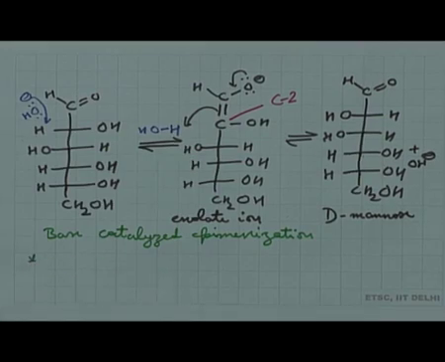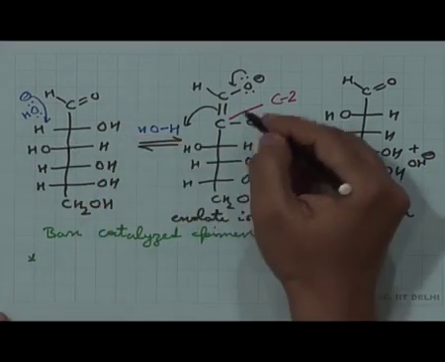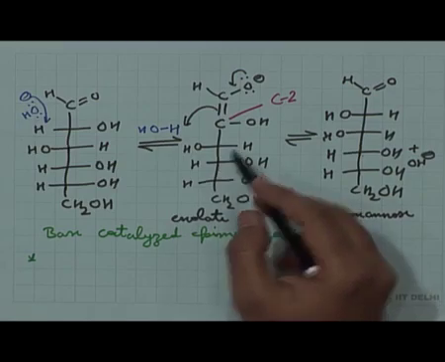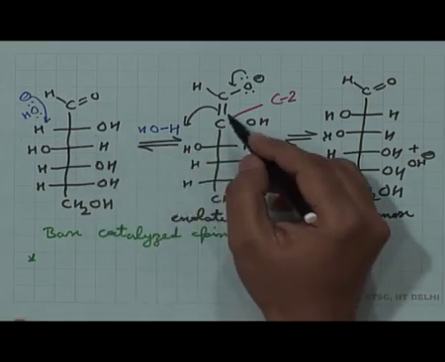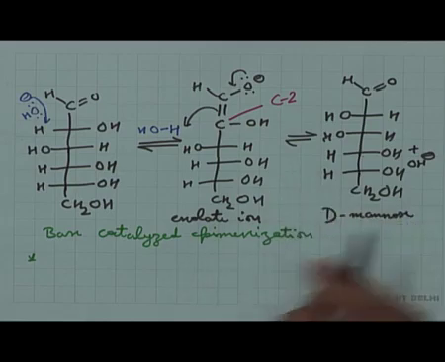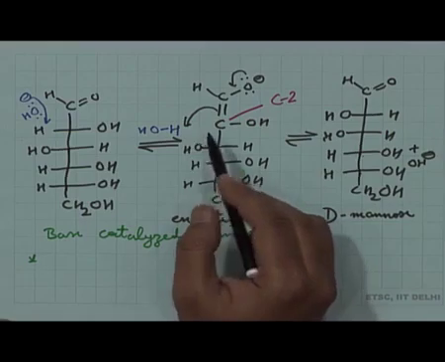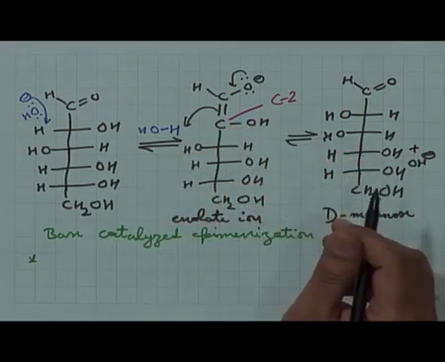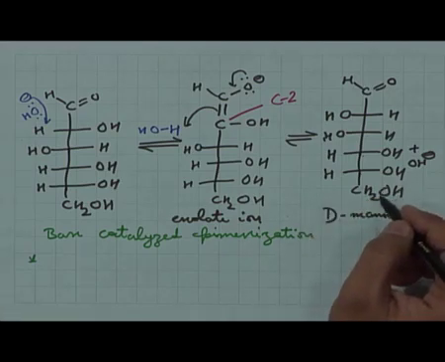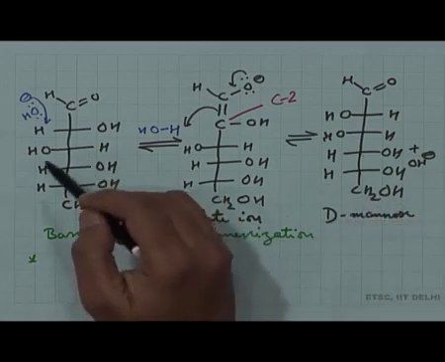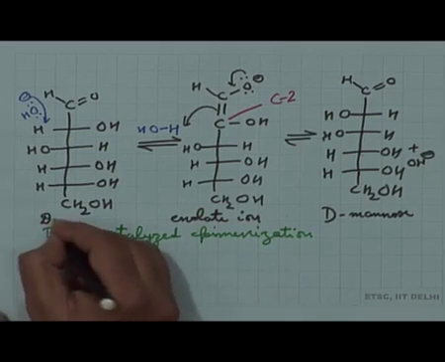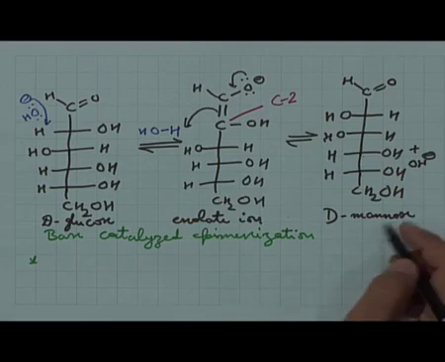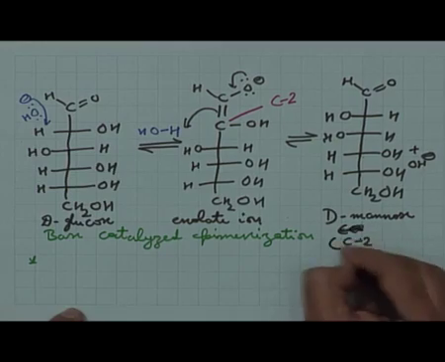First thing, base removes a proton from the alpha carbon, forming an enolate ion. Notice that C2 in the enolate ion is no longer an asymmetric center, because it has been converted from sp3 to sp2 hybridized center. Now, when this C2 is getting reprotonated, the proton can come from the top face, or it can come from the bottom face, forming both D-glucose and D-mannose. If it is coming from the top face, then it will form D-glucose, and if it is coming from the bottom face, then it will form D-mannose. D-mannose is the C2 epimer.